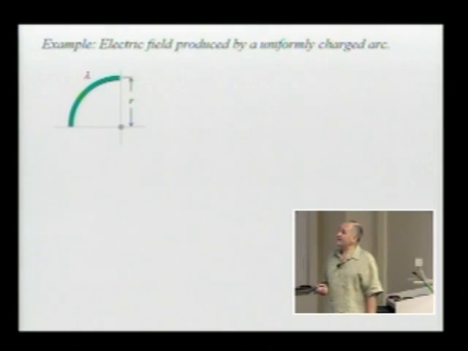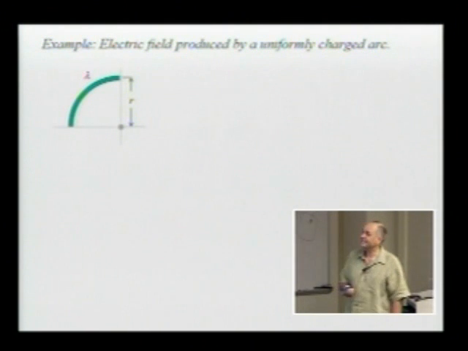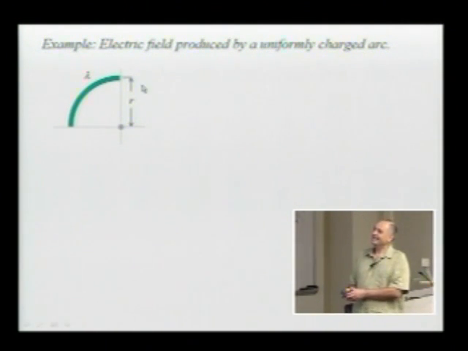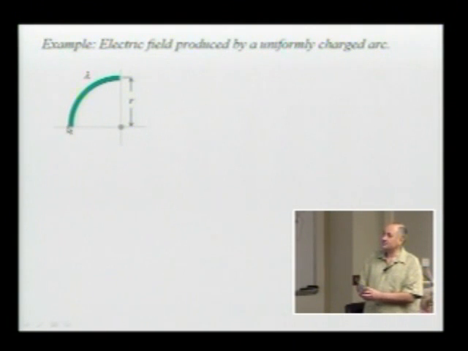Why don't we try to find the electric field produced by a uniformly charged arc? Well, it's a linear object, which means that the linear charge density is actually independent of the piece. In general, it could also be a function of the location of that piece. And we will calculate it for a uniformly charged object.